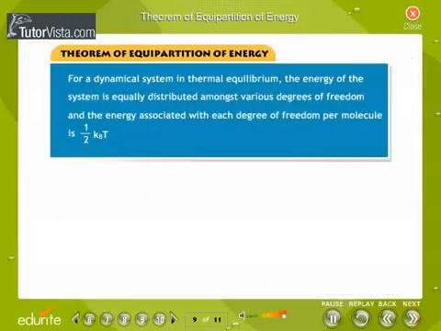Theorem of equipartition of energy. The theorem of equipartition of energy states that for a dynamical system in thermal equilibrium, the energy of the system is equally distributed amongst various degrees of freedom, and the energy associated with each degree of freedom per molecule is half kBT.